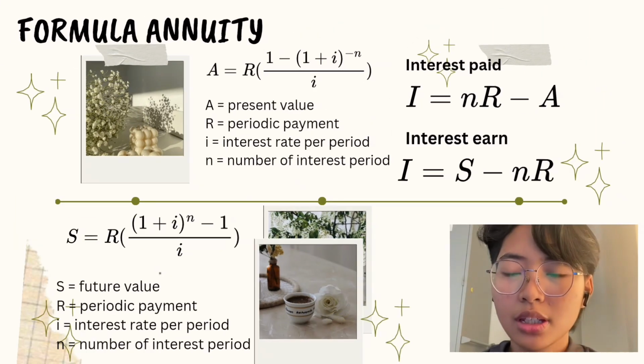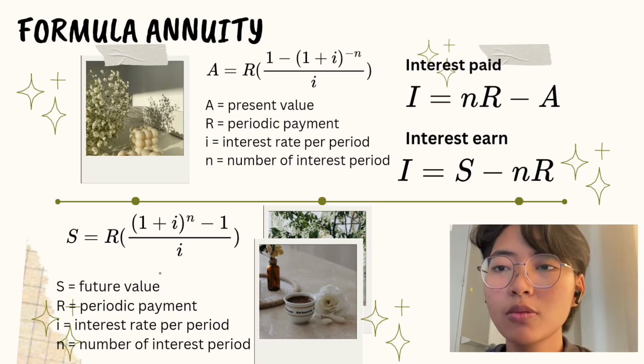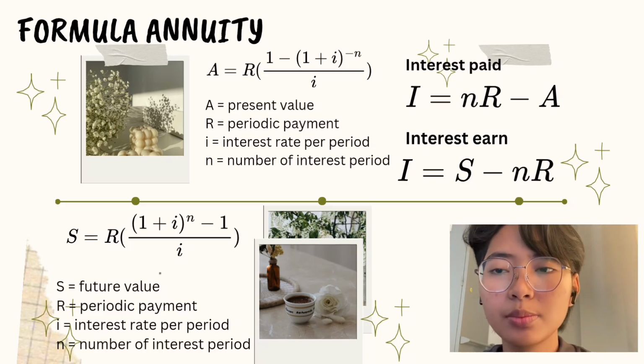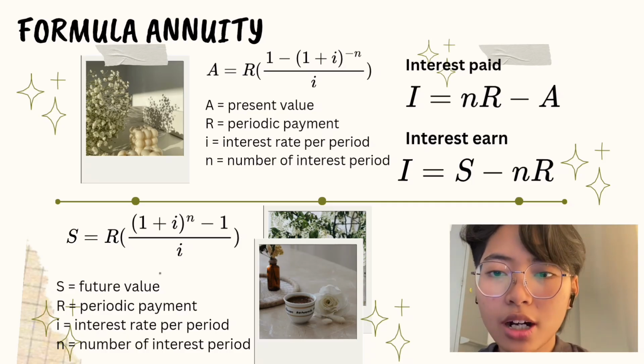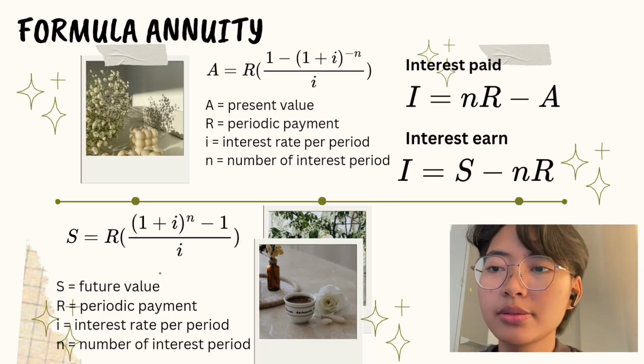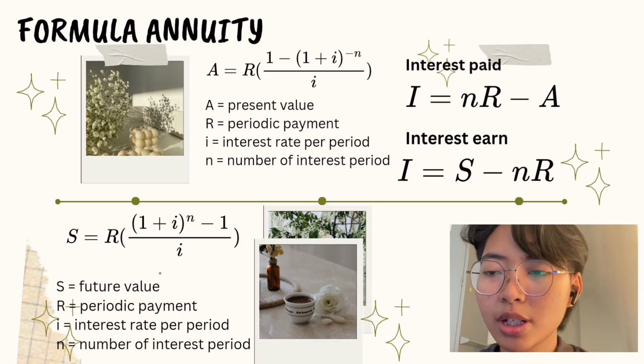Formula of annuity. A = R[(1 - (1 + i)^-n) / i]. A is the present value, R is the periodic payment, i is the interest rate per period, n is the number of interest periods. Next formula is S = R[((1 + i)^n - 1) / i]. S is the future value, R is the periodic payment, i is the interest rate per period, and n is the number of interest periods. Next is the interest formula. Interest paid is I = nR - A, and interest earned is I = S - nR.